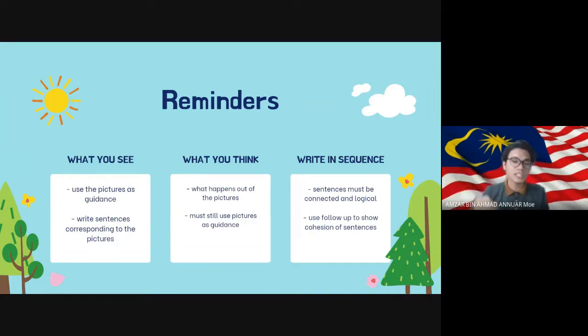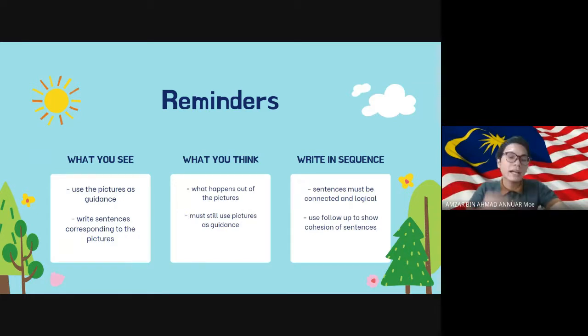Think about those things. What is he thinking? Why is he doing that? Then your sentence, your essay will be much better. Karangan awak akan jadi lebih baik. Fikirkan apa yang dia fikirkan. Kenapa dia buat benda ni? And then must still use pictures as guidance. Yang ni maksudnya adalah walaupun awak fikirkan perkara yang luar daripada gambar tu, okay, awak masih perlu menggunakan gambar tu sebagai bantuan, sebagai awak punya bimbingan.